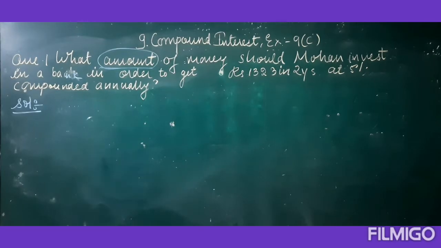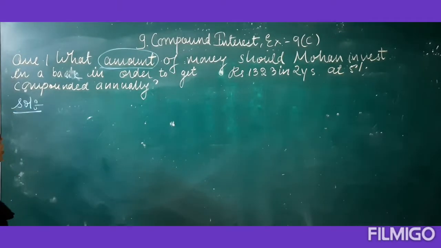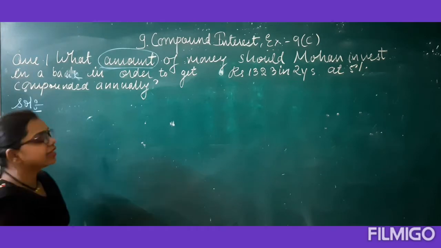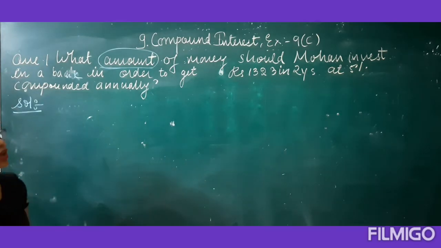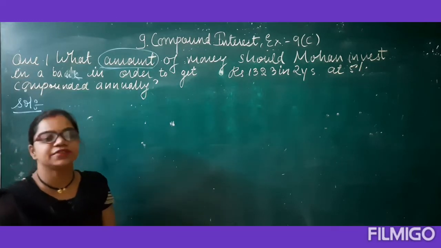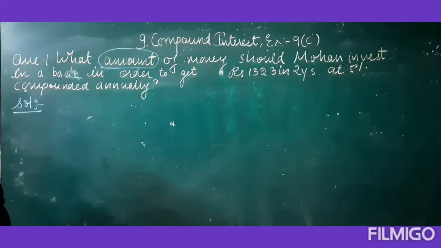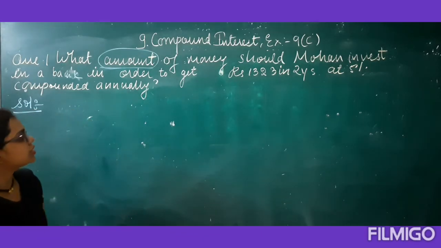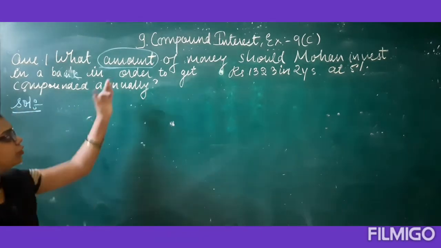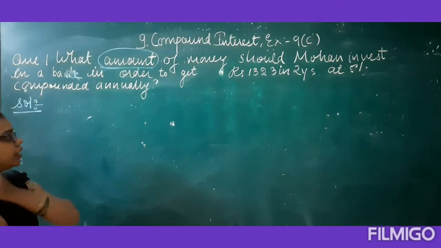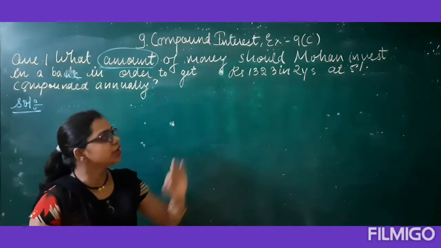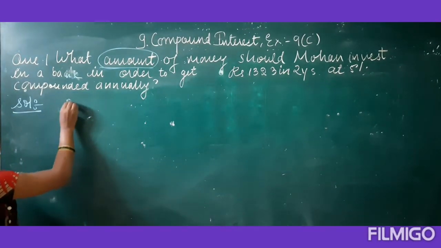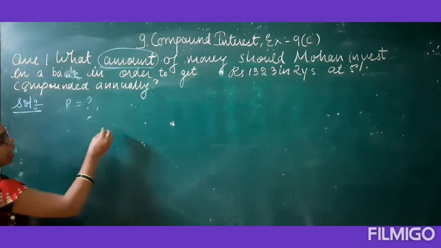This is question number 1 of exercise 9C. Here in this question it is saying what amount of money should Mohan invest in a bank in order to get rupees 1323 in 2 years at 5% rate compounded annually. You have to find out the principal in order to get this much amount in 2 years at 5% rate compounded annually.